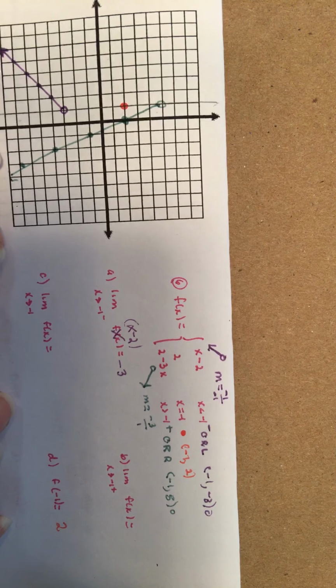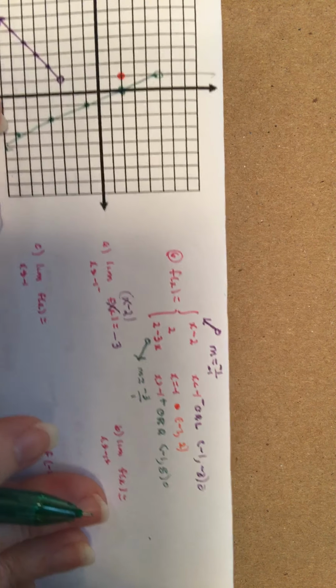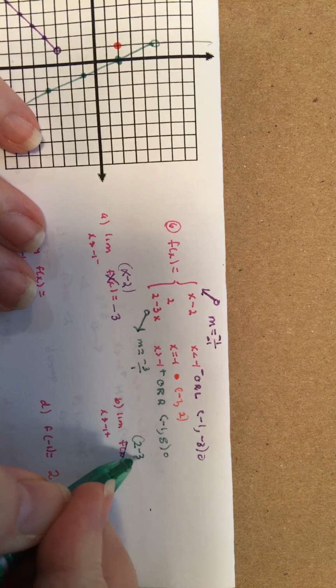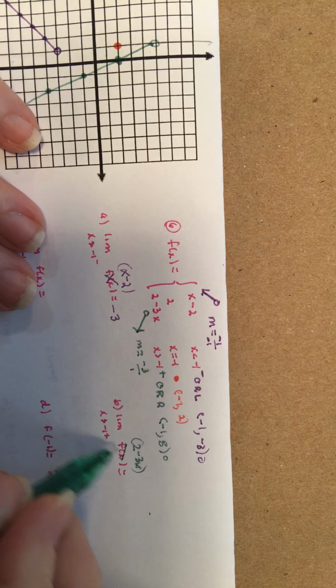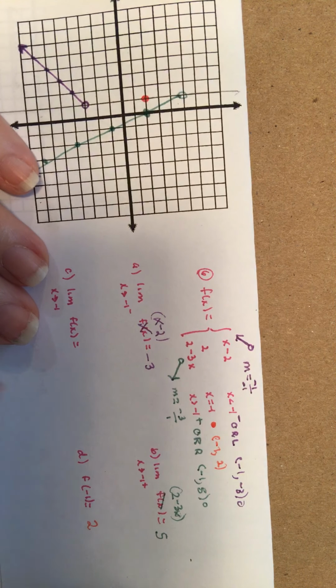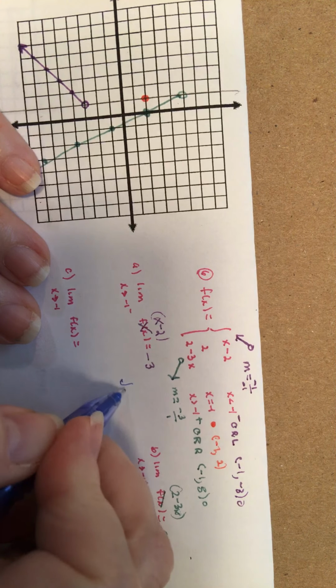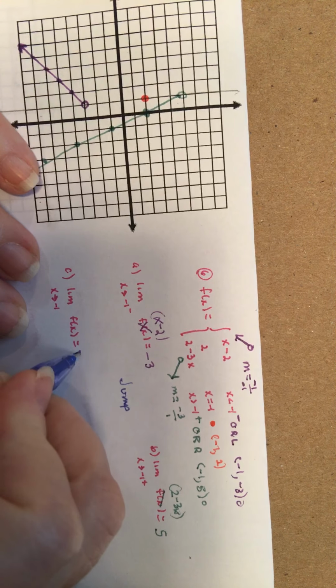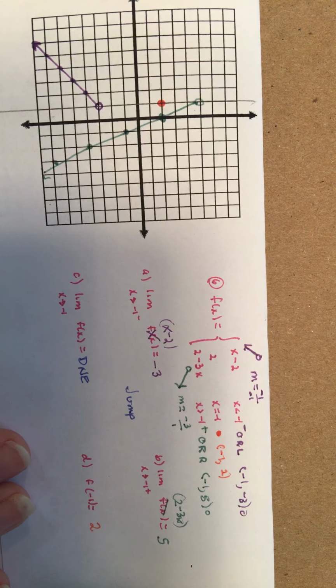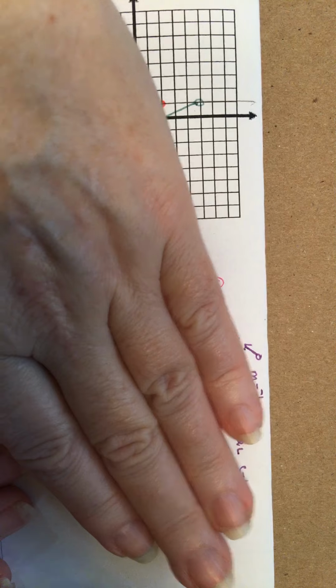Teacher doesn't care. But notice, what is the function right here? The function is 2 minus 3x. 2 plus 3 is 5. Again, these numbers are not equal to each other, but they are real numbers, so it's a jump, and this is D and E. And so now we have seen this algebraically, analytically.